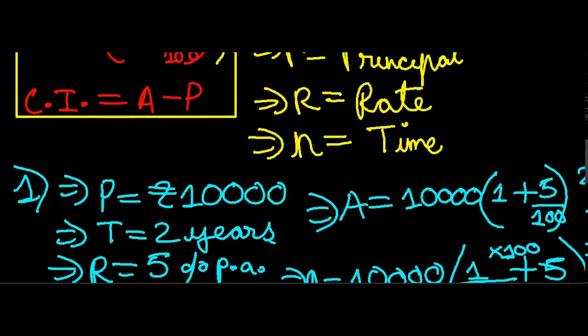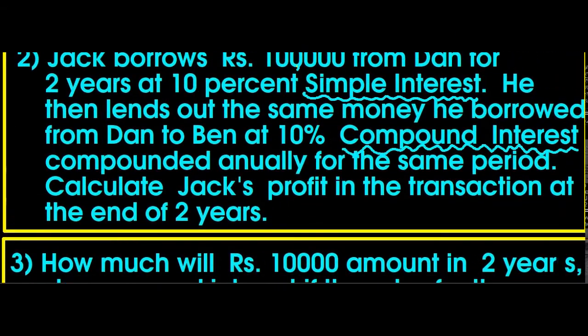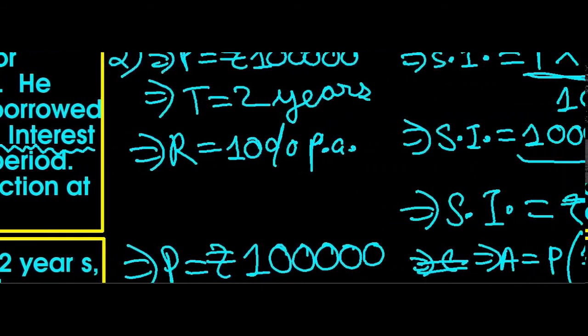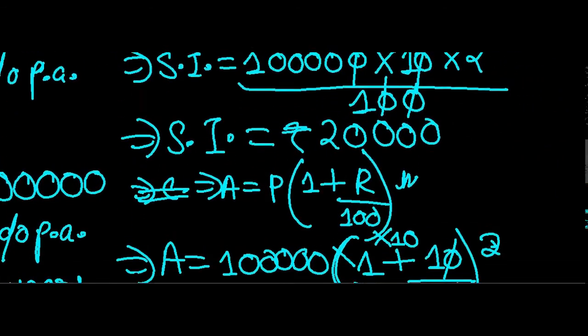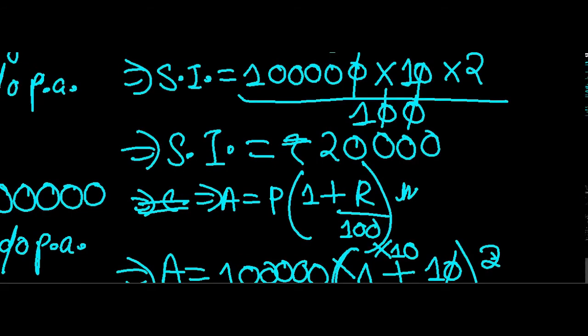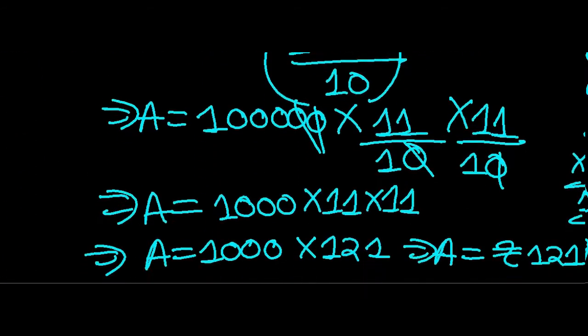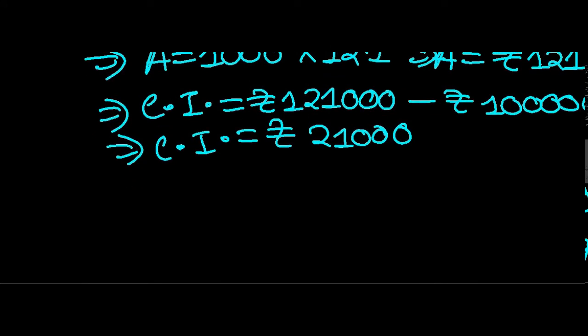Now let's go back to the sum, and the sum says calculate Jack's profit in the transaction at the end of 2 years. So the simple interest that we calculated came to rupees 20,000. And the compound interest that we calculated came as rupees 21,000.